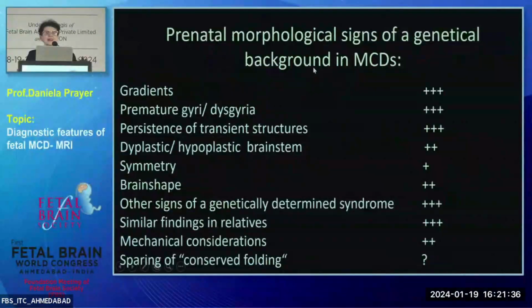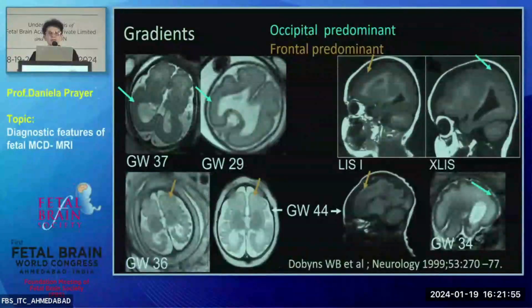So I asked myself, what may point towards a genetic background? There are some features that very strongly point towards such a background, and others that may or may not. I would like to show you all these morphological features. One thing that we have known for a long time are the gradients, as they have been defined by Professor Dobyns already in 1999. And what does it mean?